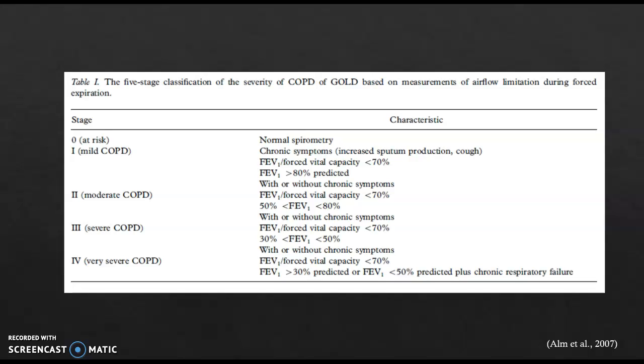measurement reads, if it is less than 70%, when the predicted is over 80%, then we just see a mild COPD case. As that FEV continues to be lower and lower, so the volume that is able to be exhaled under forced expiration decreases, then we work our way down this table into the moderate, severe, and then ultimately very severe COPD.